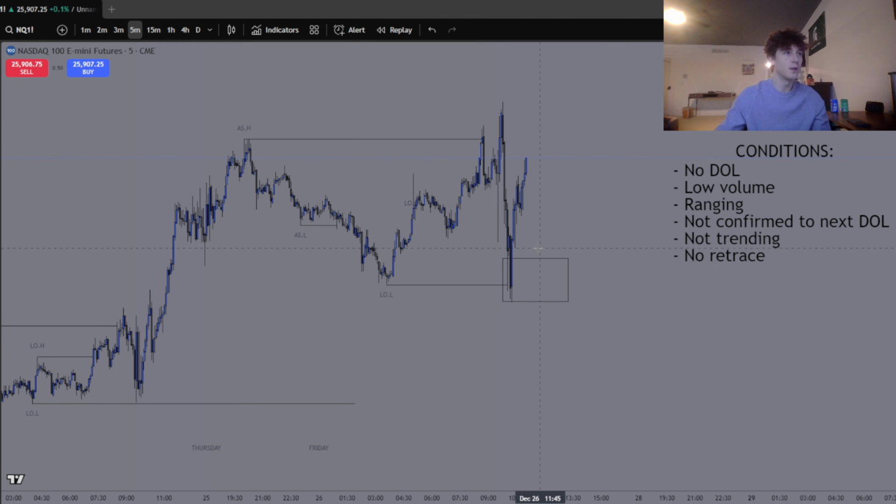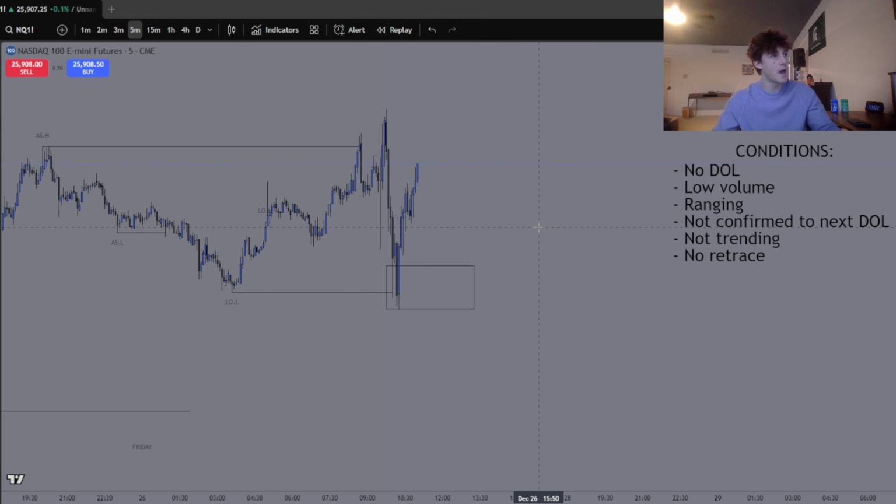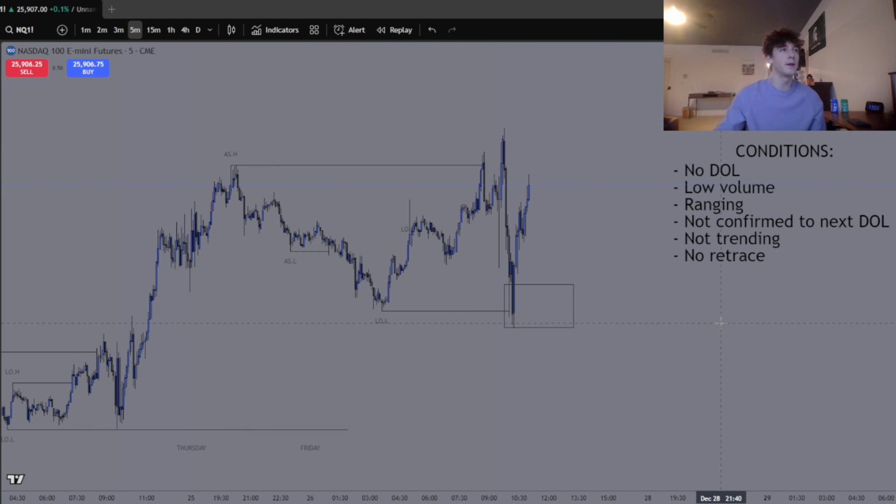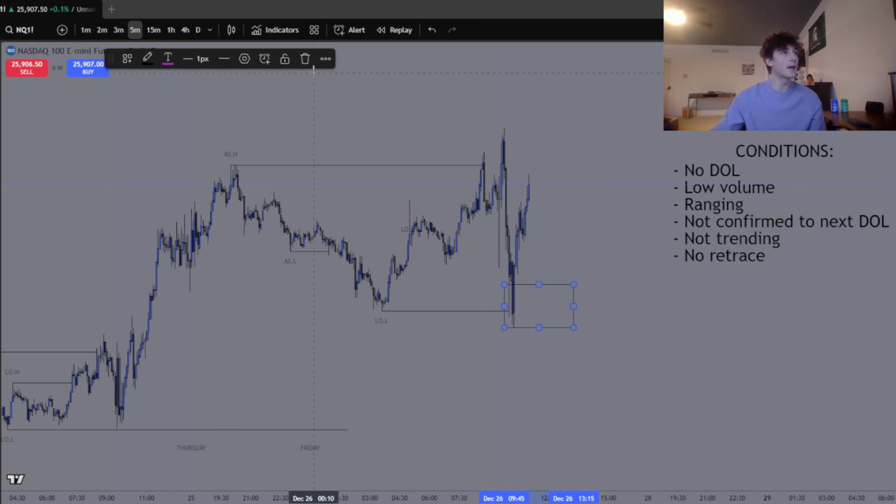No draw on liquidity. If you're trading back to the upside, we already took out session highs. Low volume. Does not look like a lot of volume here. Not a single gap credit on the 5-minute time frame. Ranging, yes, we are in a range. We just took out the session highs, session lows, and we are bouncing in between highs and lows. Not a confirmed draw on liquidity.